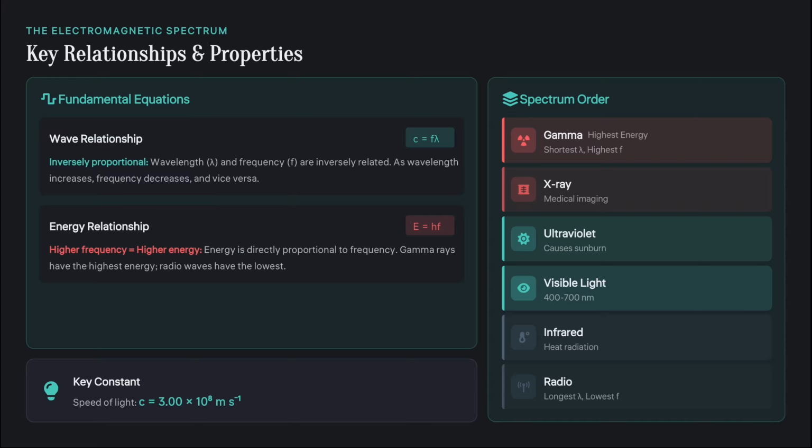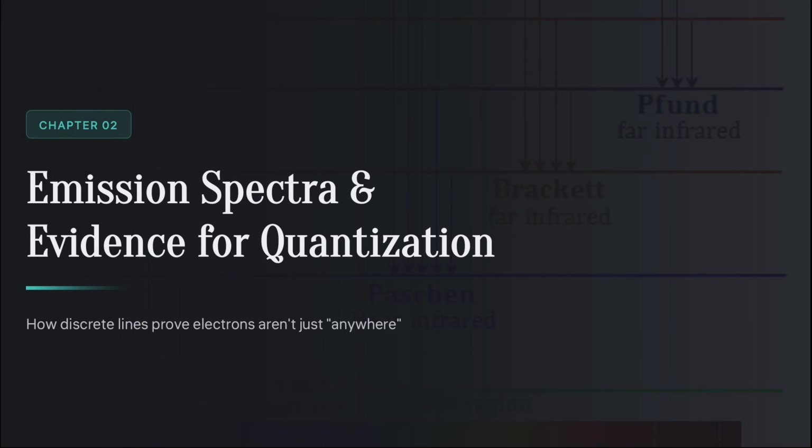And in this capacity, you need to know two equations in this topic. The first equation is c equals f lambda, where c is the speed of light, f is frequency, and lambda is wavelength. And the second equation is E equals hf. E is energy, h is Planck's constant, and f is frequency. And this proves that high frequency UV light carries significantly more energy than low frequency infrared.